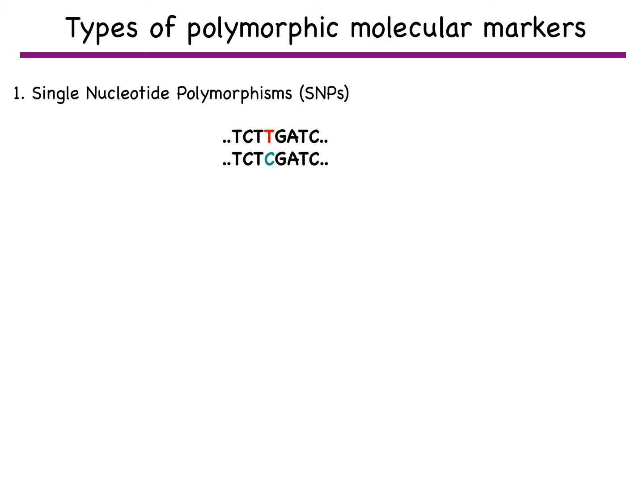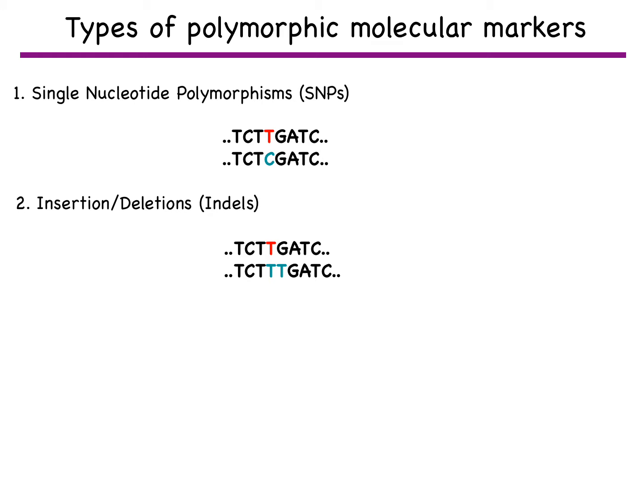Basically these are just sites where if you compare two sequences in the genome, it's just like the one I showed you in the previous slide, where there might be a base pair change that distinguishes the two homologous chromosomes. So in this case, some members of the population have a T at this site that's highlighted, and some members of the population have a C at that site.